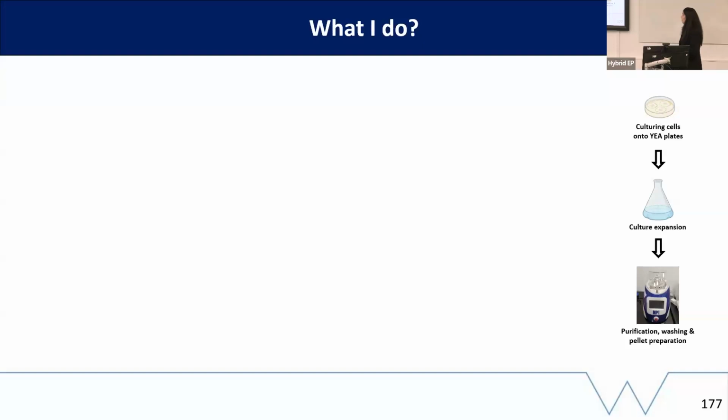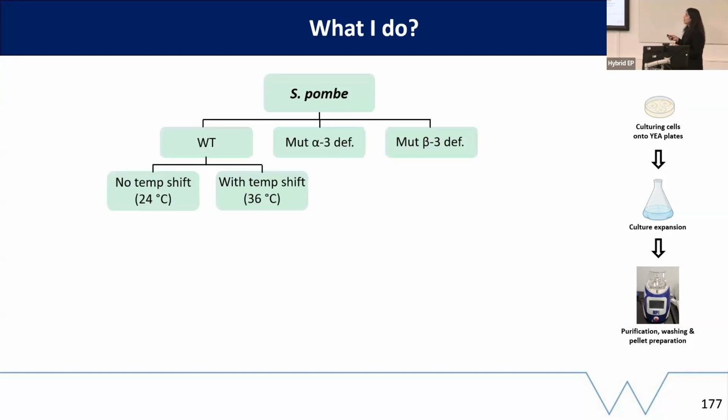What I do is grow my cells on YEA, yeast extract agar plates, expand them in big conical flasks, and then purify or wash them in a bead beater machine. These are the samples that I prepare. These are the two mutations that I induce in S. pombe: an alpha 3 deficient mutant and a beta 3 deficient mutant, which are respectively lacking the enzymes producing alpha 1,3 glucan and beta 1,3 glucan.